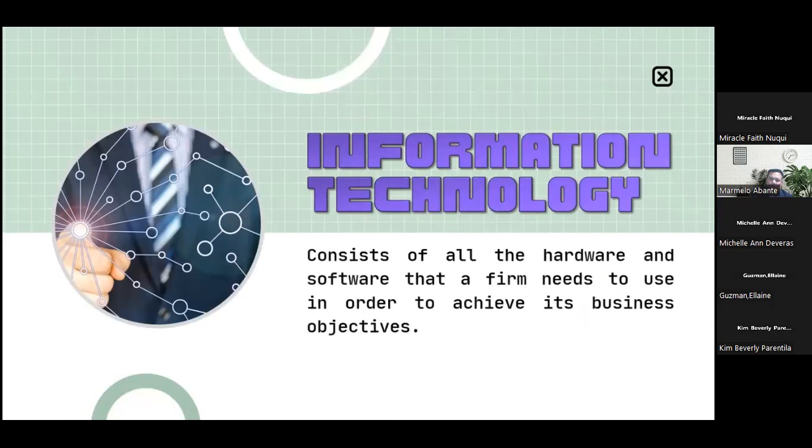Information technology consists of all the hardware and software that a firm needs to use in order to achieve its business objectives. IT encompasses the physical components and tools used to collect, store, manage, and analyze data such as computers, servers, databases, software applications, and networking infrastructure. For example, a company might use an IT system such as a database management system to store and manage data and business intelligence software to analyze the data.